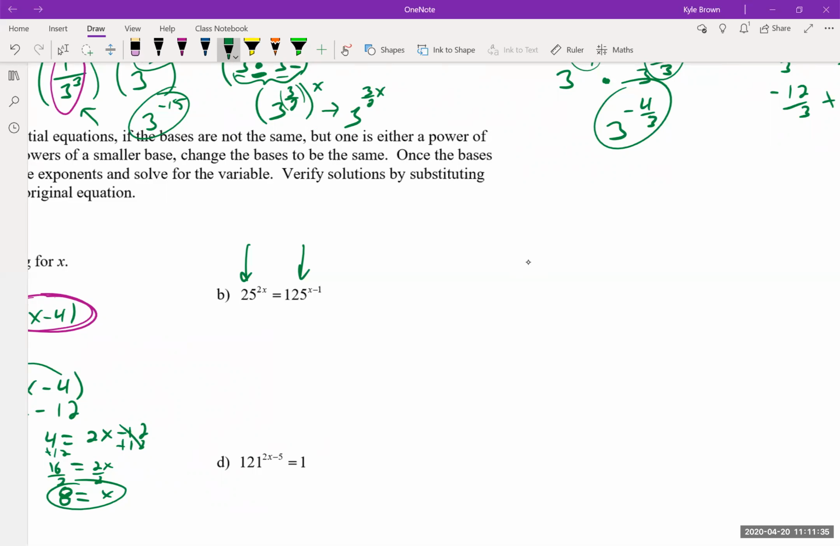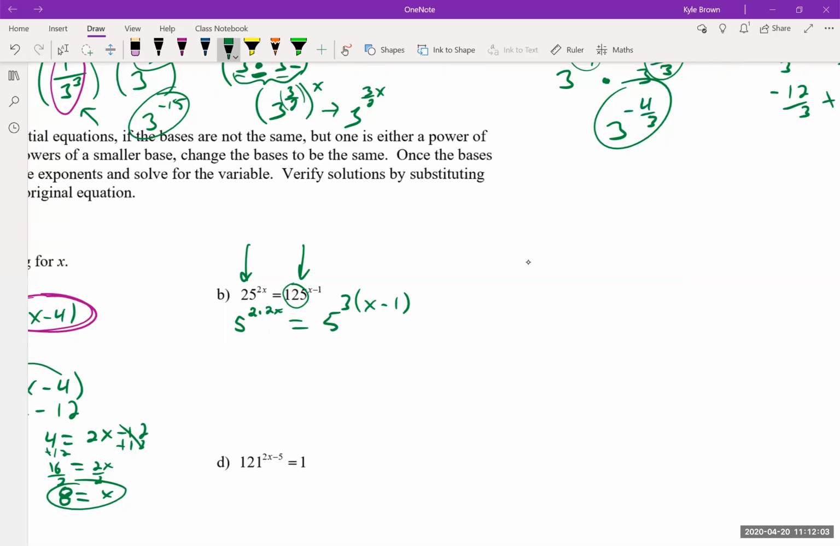So I'll rewrite 25 as 5 to the power of 2, and then that's still 2x up there. And then that's equal to 5 to the power of 3, that's 125, and then times x minus 1. Okay, so good to go. I mean, I made my brackets kind of funny there. It doesn't really matter how you do it, but you don't even need them at all if you don't want.